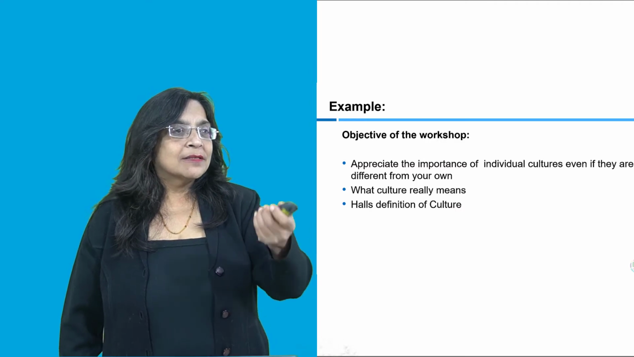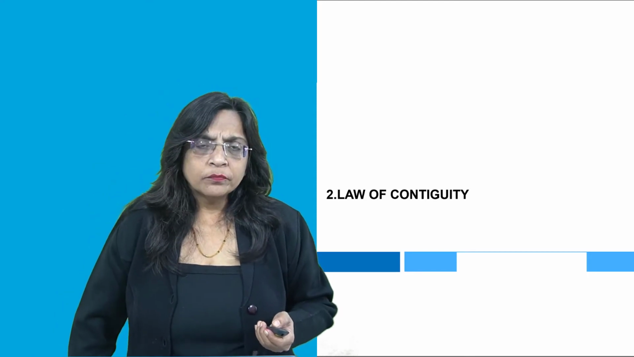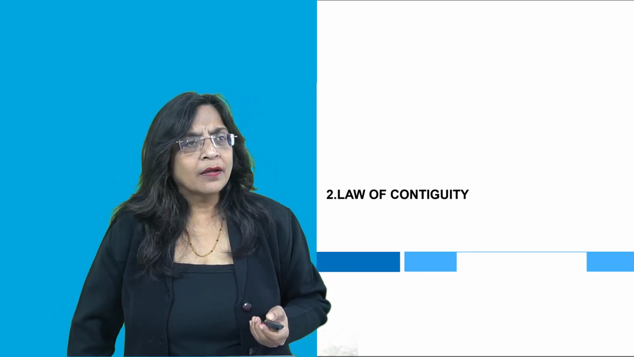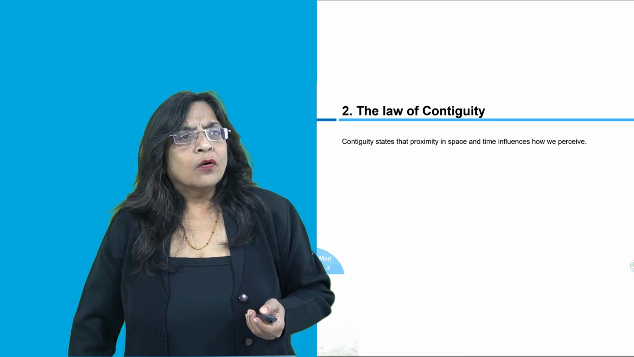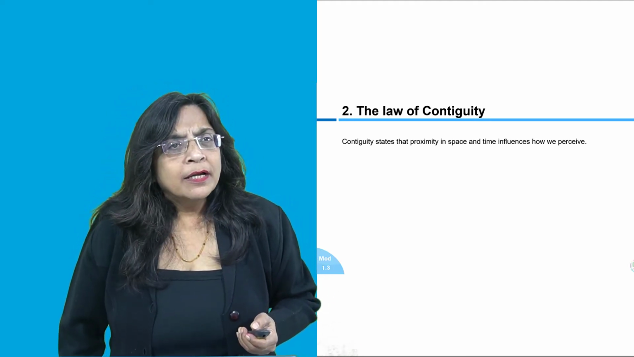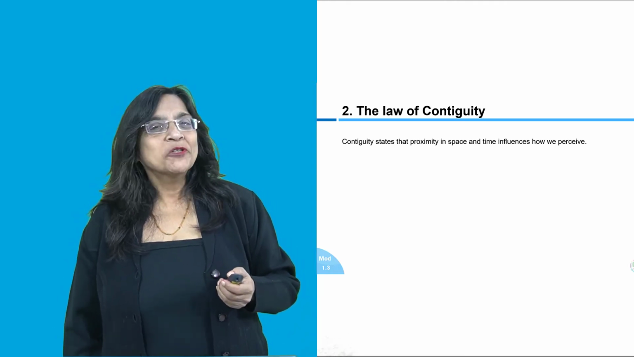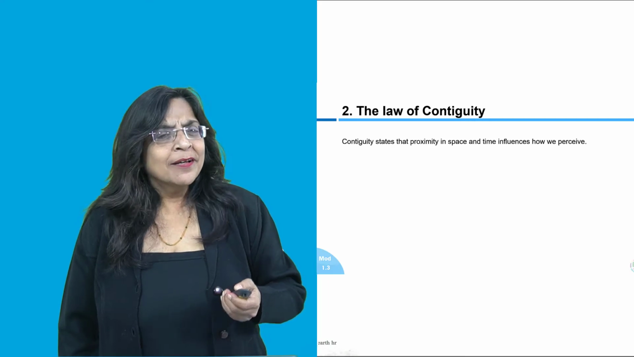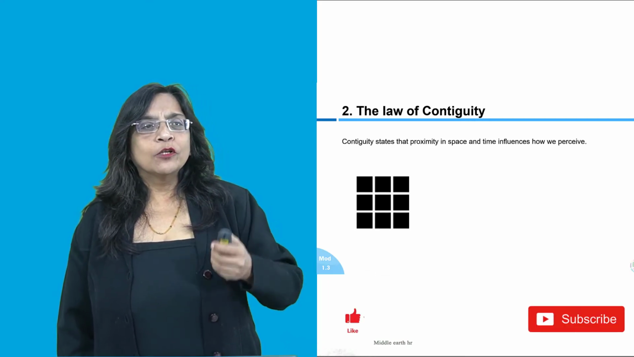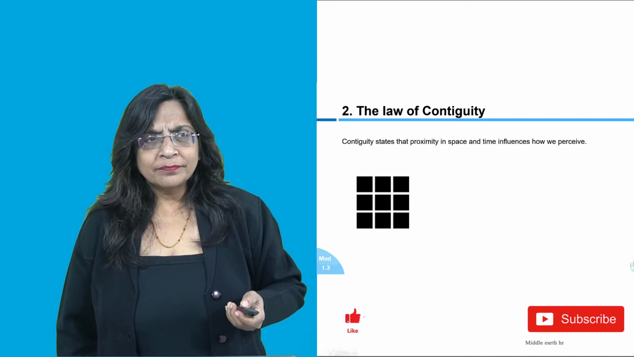Now, this is the entire set. Let's look at the second part, the law of contiguity. What does it mean? Contiguity states that proximity in space and time influences how we perceive the world. This also sounds pretty complicated, but very simply put, if I look at it, how many boxes are there in this picture? Can you see?